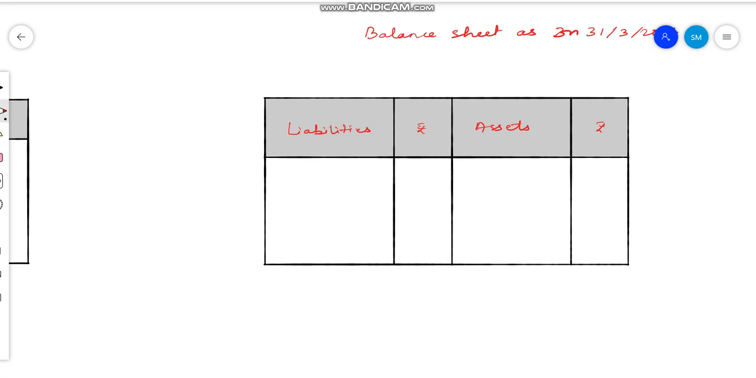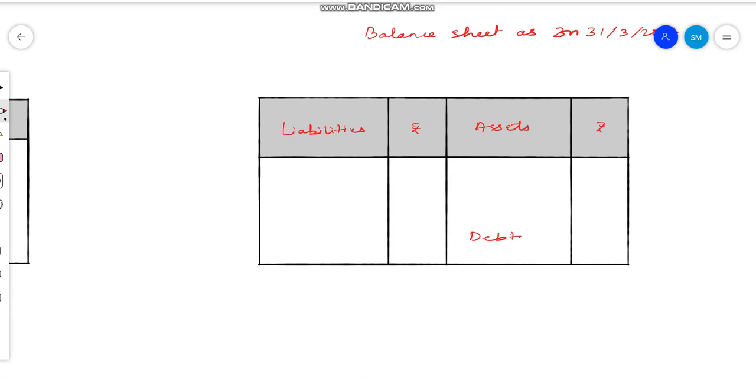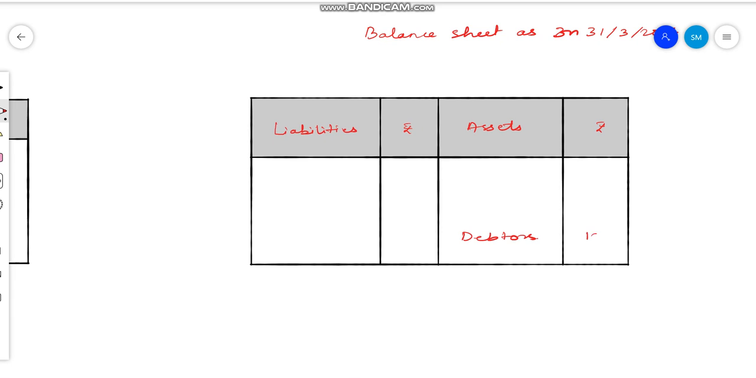So here what is there? Datas are there. 12,000 rupees I will record here. The upper part I left for writing the fixed assets. We are supposed to write first fixed assets, then current assets. So datas I wrote here, 12,000.